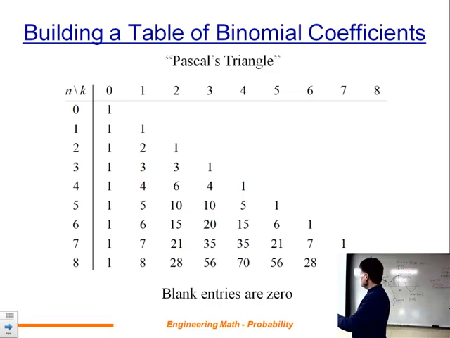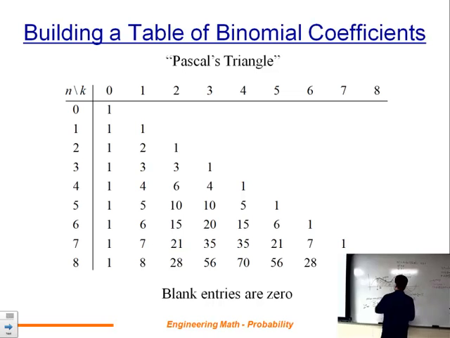Well, you have 1s along the 0 column. So n choose 0 is always equal to 1. Okay, that's easy to just plug into the formula. Likewise, n choose n is always equal to 1. So you've got 1s going down that column. You've got 1s going down the main diagonal because of that.